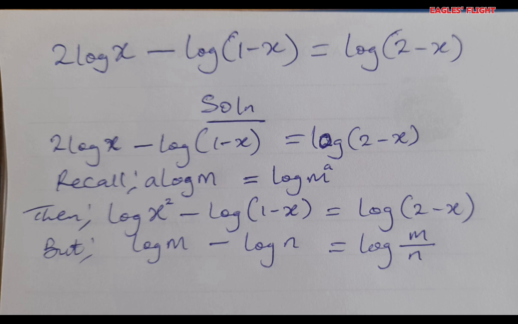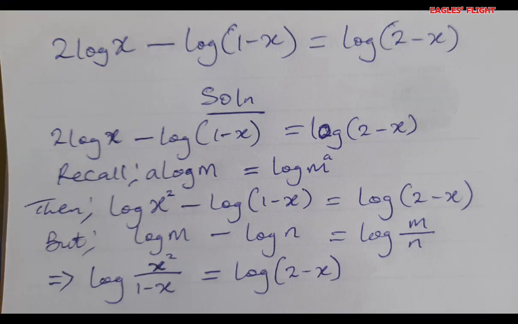Going back to the equation, we've already stated that log x squared minus log (1 minus x) equals log (2 minus x). That means log x squared minus log (1 minus x) now becomes log of x squared divided by 1 minus x, because their bases are equal. So minus becomes division, and we have log of x squared divided by (1 minus x) equals log (2 minus x).